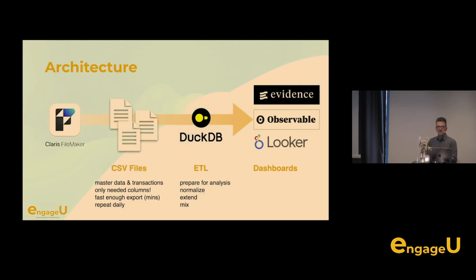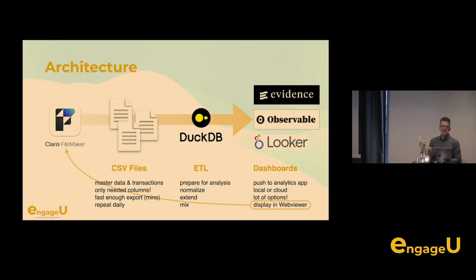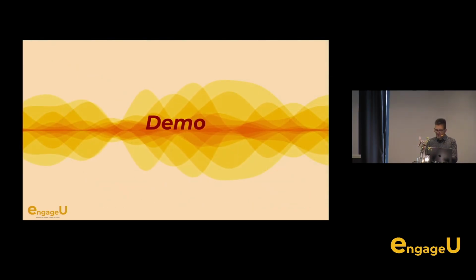I can copy it over to a dashboard solution I built with Evidence, and then Evidence is able to read from this single file with multiple tables in it. And so we push this data to some analytics app. It could be local, it could be cloud. There are a lot of options, and then display it in a web viewer. And so we close the circle. The data came from FileMaker, and we make this data accessible in the web viewer in the same location where the data lives. And I prepared a short demo to give you an impression.